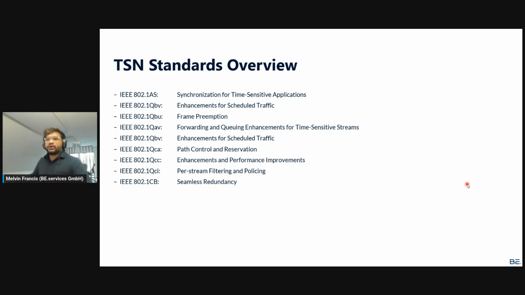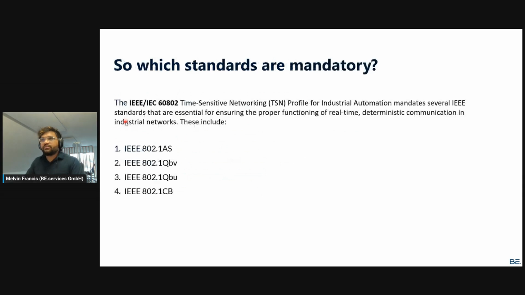Thank you. So what are the TSN standards? TSN is comprised of a set of IEEE 802.1 standards. You can see 802.1AS, QBV, QBU. These are the three things that we saw today. And also there are forwarding and queuing enhancements, path control, per-stream filtering, and seamless redundancy. These are the collection of TSN standards. But out of them, which standards are mandatory? According to IEC/IEEE 60802, these are the four standards that are mandatory, and also CB, which is seamless redundancy, as we saw already.